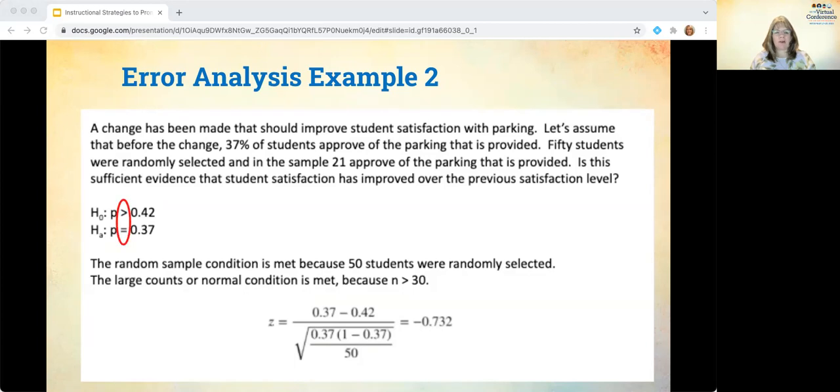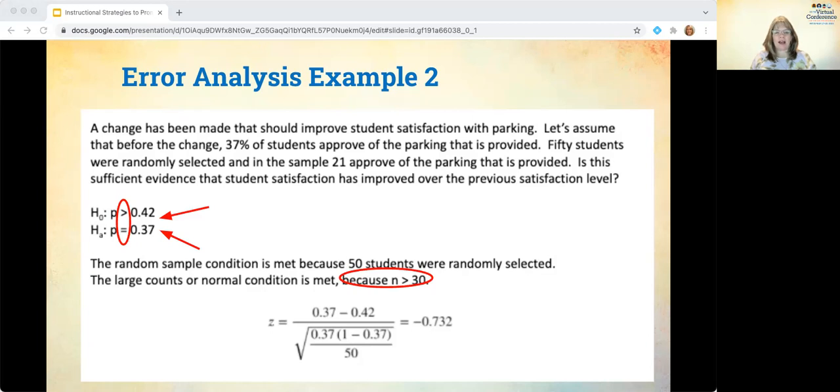So here's the first error. The equal sign should be in the null hypothesis, the greater than sign in the alternative hypothesis. We also know that both of these numbers should be the same. In this case, it should be 0.37. The large counts or normal condition is met not because n is greater than 30, but because n times p naught is greater than or equal to 10. So n times 0.37 is greater than or equal to 10, and n times 1 minus 0.37 is greater than or equal to 10.